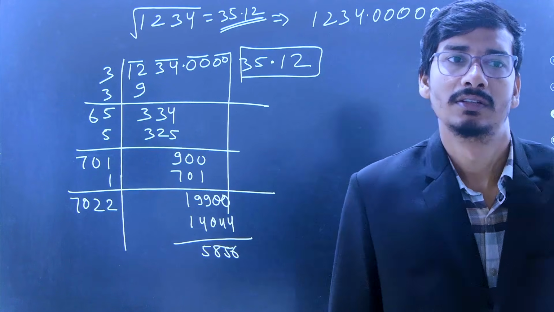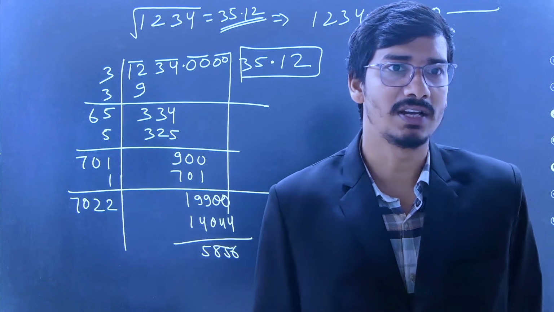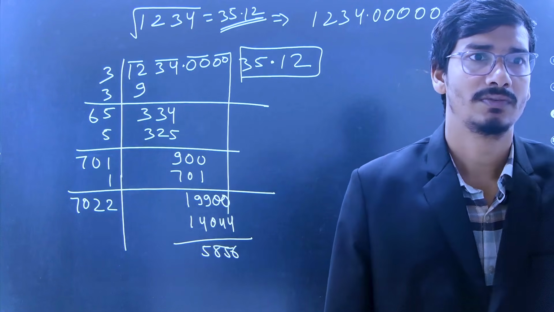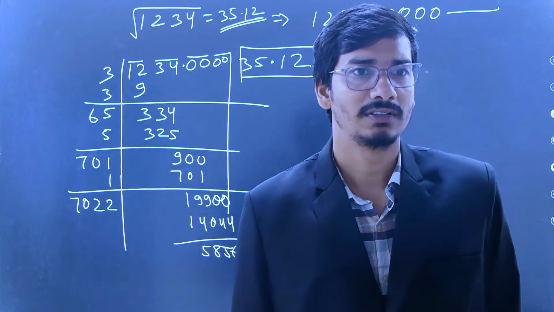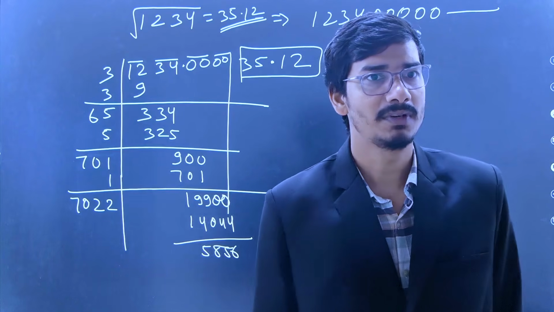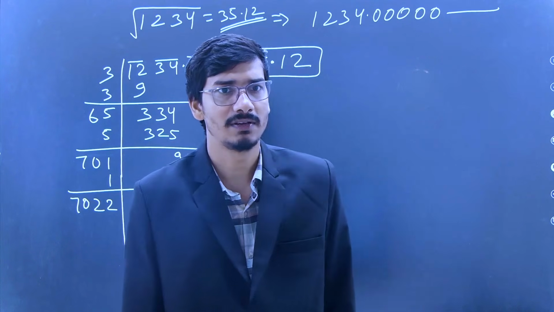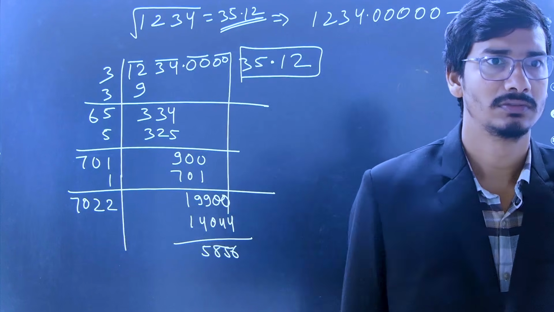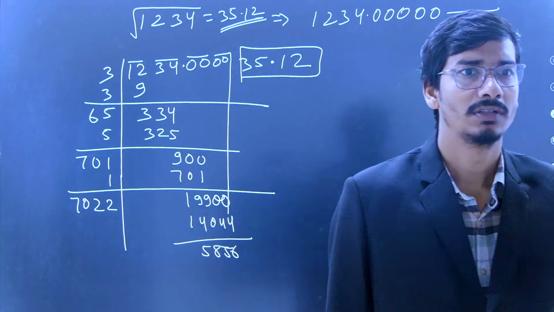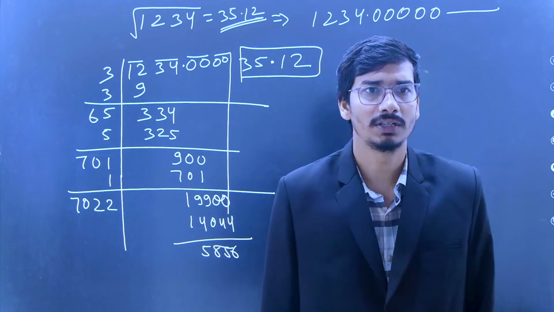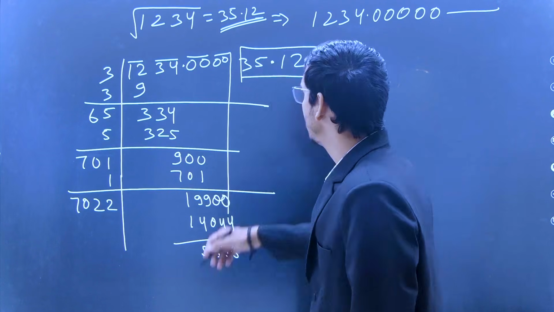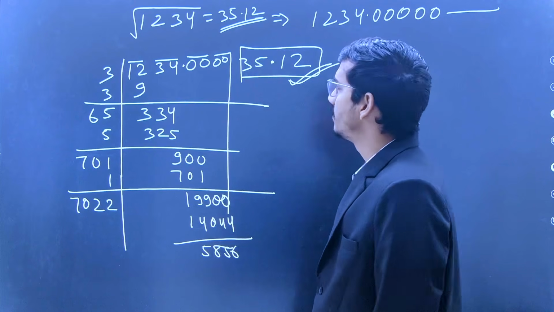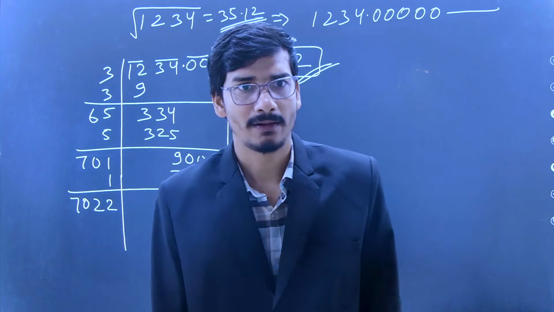So first of all, try to understand the perfect square. Then after that, we'll move to the decimal part. Okay, up to the decimal place it's enough.